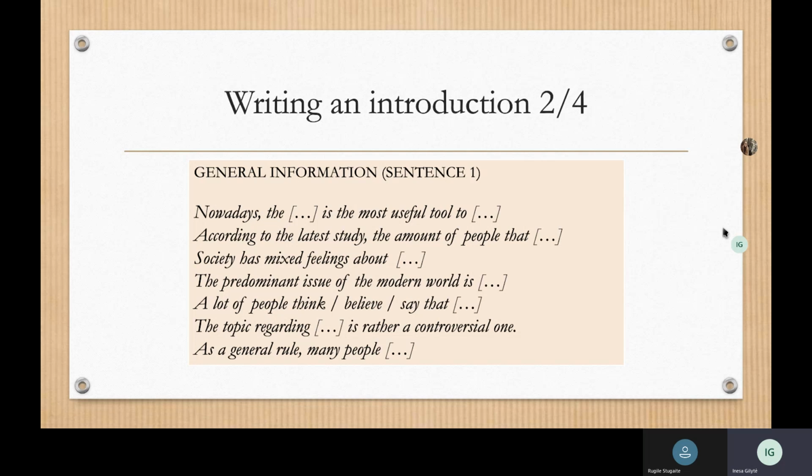Another example is stating that the topic that you are given is rather a controversial one. So you indicate that there are multiple views related to that topic, and you say that it is controversial or has possible multi-dimensional views to it.